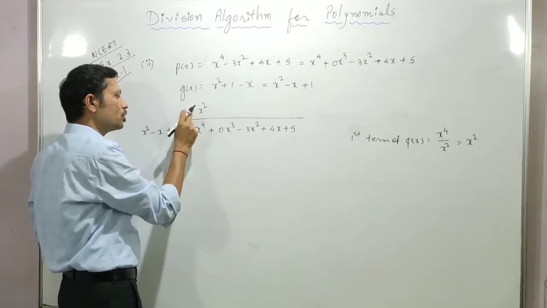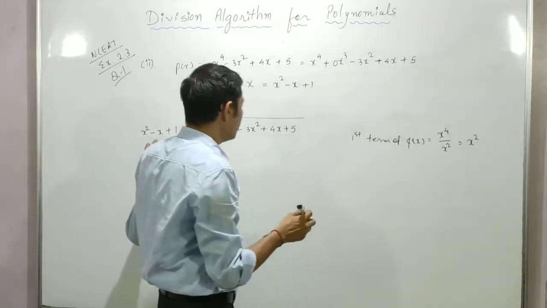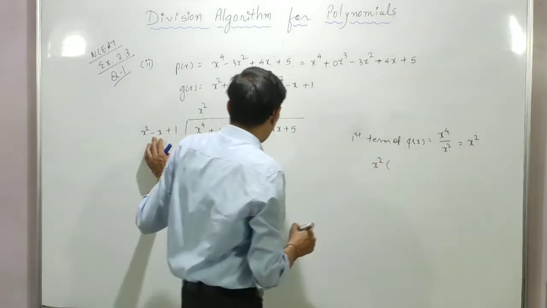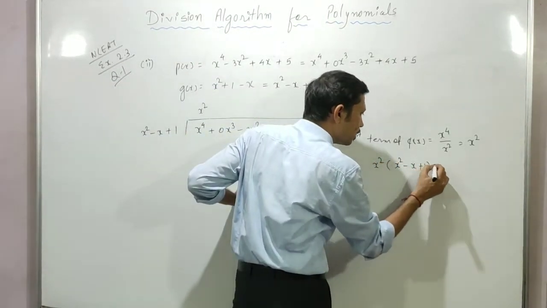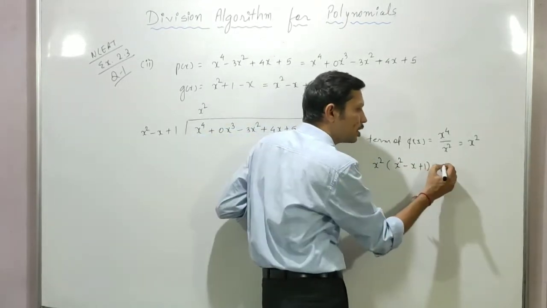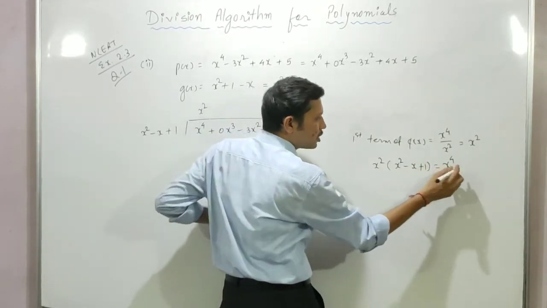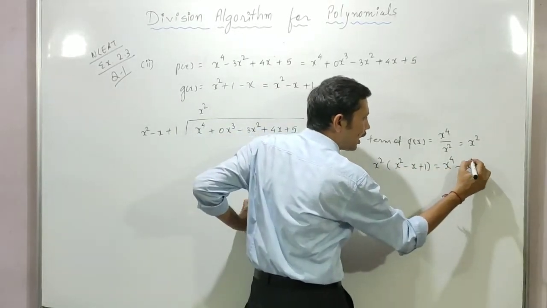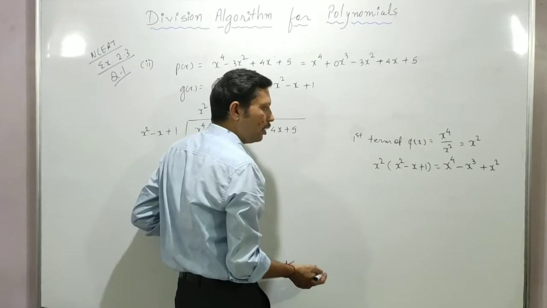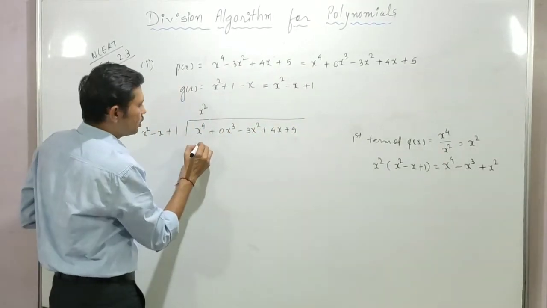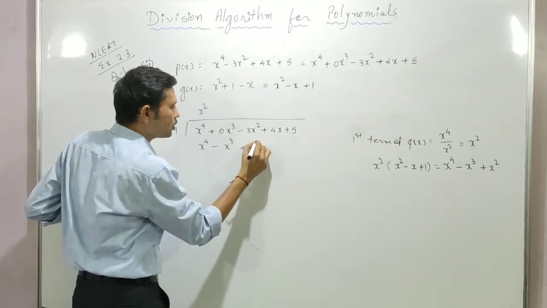Now the product of these two, the quotient term and the divisor, should be written down here, as in our normal division. So x square, and our divisor is x square minus x plus 1. When I multiply, x square multiplied with x square, I get x to the power 4. x square multiplied with plus x, plus minus minus, and this product is x cube. x square multiplied with 1 is plus x square. So now our product is x to the power 4 minus x cube plus x square.